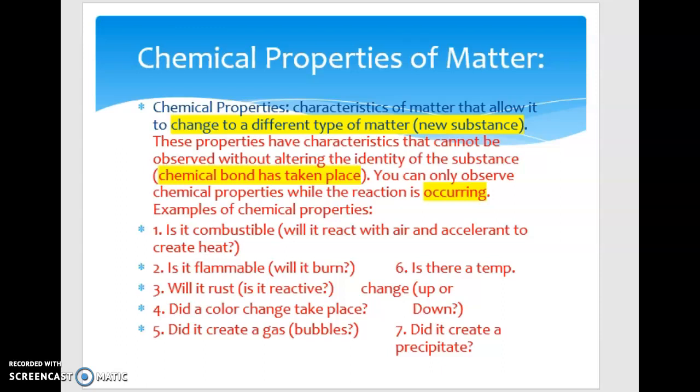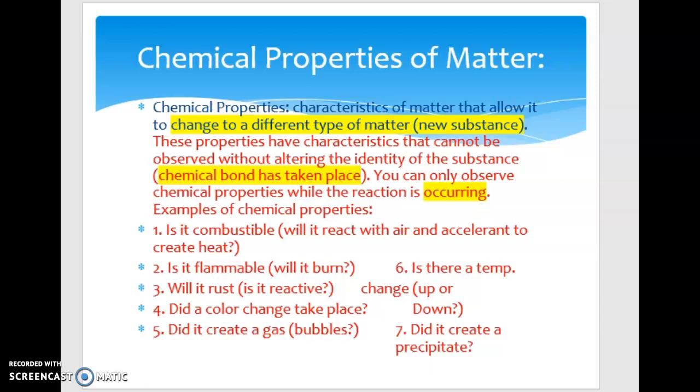Will it react with oxygen in the air and moisture in the air to create rust? And if it does, then say for example a bicycle, a chemical property of a bicycle is that it will rust. Number 4, did a color change take place?